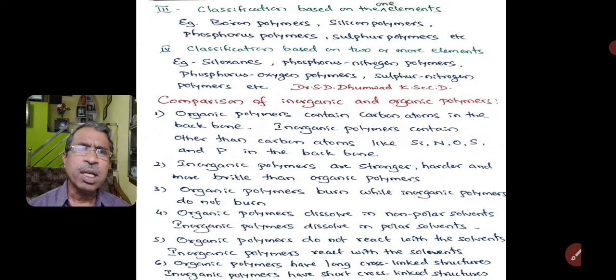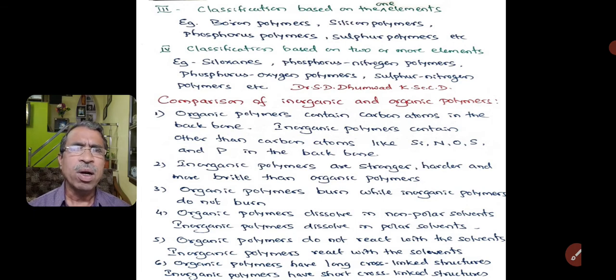Now coming to the comparison. Many times they ask, compare the inorganic and organic polymers. So let us take this comparison of inorganic and organic polymers. First one, organic polymers contain carbon atoms in the backbone, whereas inorganic polymers contain atoms other than carbon, like silicon, nitrogen, oxygen, sulfur and phosphorus in the backbone.